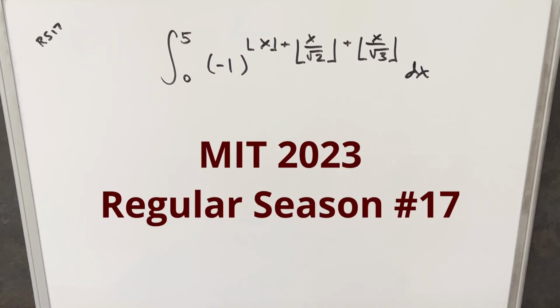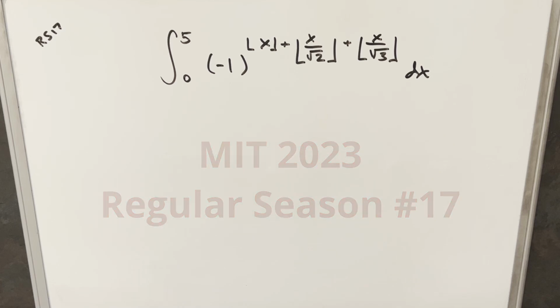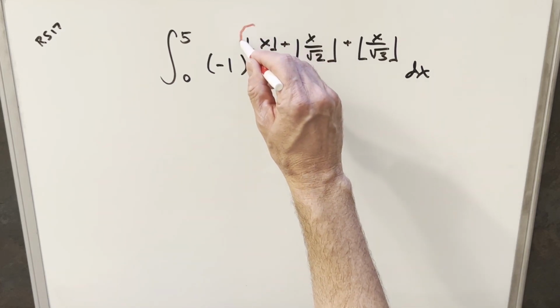Hey, we have here today another integral from the MIT Integration Bee. This was from 2023, regular season 17. We have the integral from 0 to 5 of -1, all to this exponent, which is the floor of x plus the floor of x over the square root of 2 plus the floor of x over the square root of 3. Okay, so we have quite a bit going on here with this exponent.